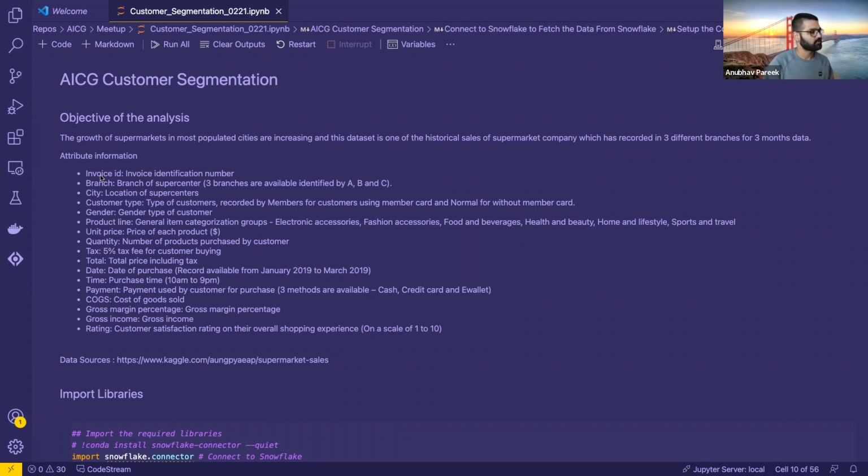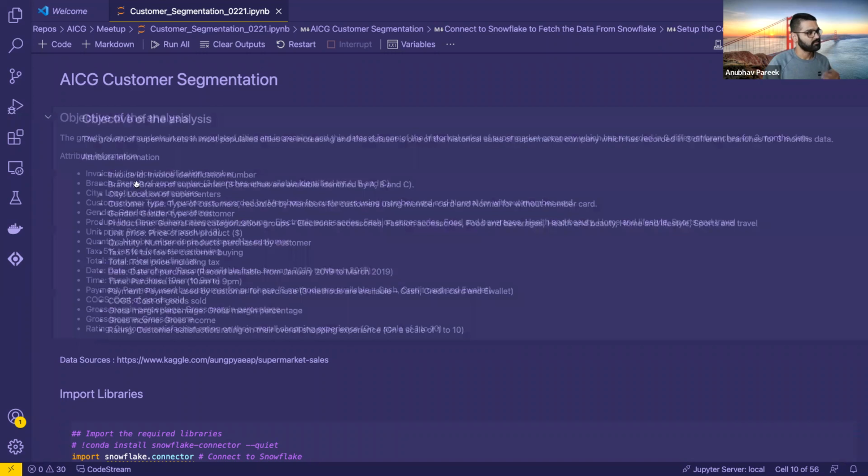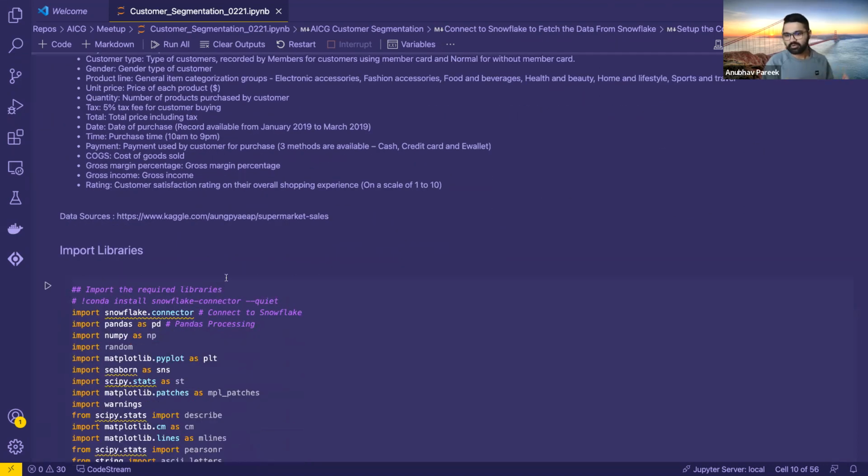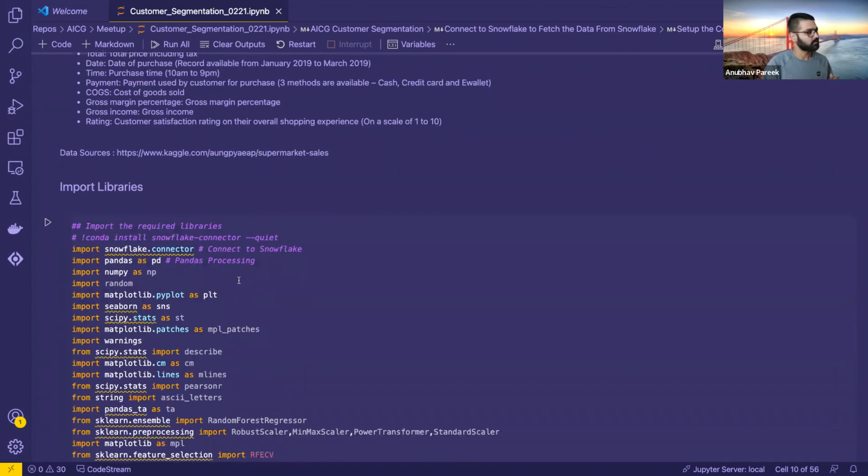And if you look at that, you have information such as the invoice ID, the branch of the supermarkets, the location of the supermarkets, the type of customer, whether it was a member customer or normal customer, the gender of the customer, the price of the item that they bought, the quantity, the tax, and so on, and the cost of goods, and the gross income, and so on. So we'll talk more about this data set as I go ahead and talk about various features.